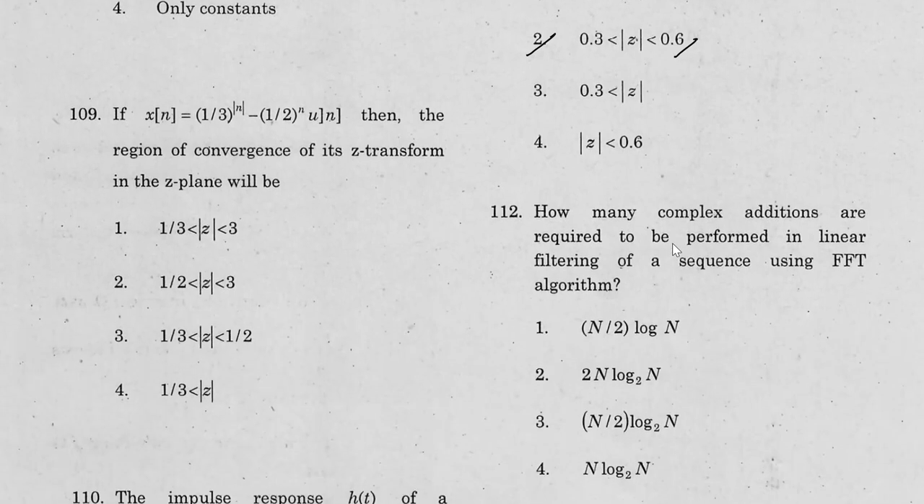Let's move to the next question here. If x of n is equal to (1/3)^n minus (1/2)^n into u of n, then the region of convergence of the Z transform in the Z plane is: half less than |z| less than 3. Option 2 will be the right answer here.